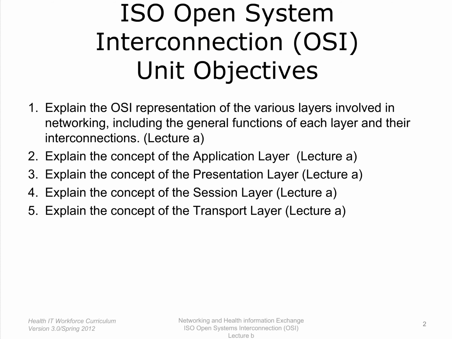Slide 2. The objectives for this unit, ISO Open System Interconnection, OSI, are to explain the OSI representation of the various layers involved in networking, including the general functions of each layer and their interconnections. Explain the concept of the application layer. Explain the concept of the presentation layer. Explain the concept of the session layer. Explain the concept of the transport layer.